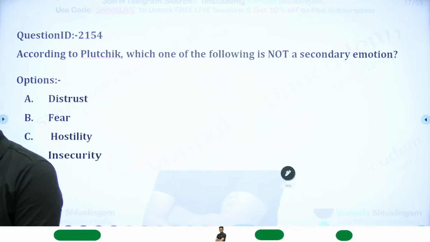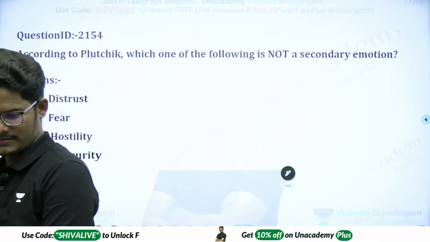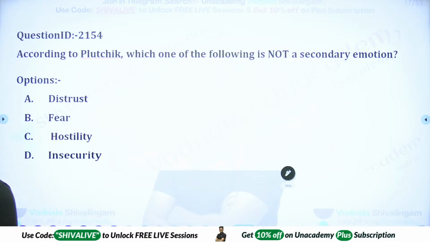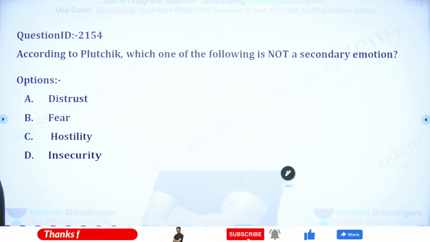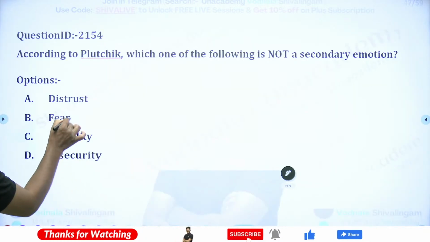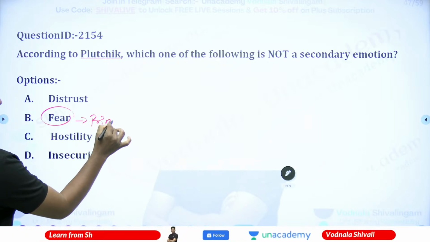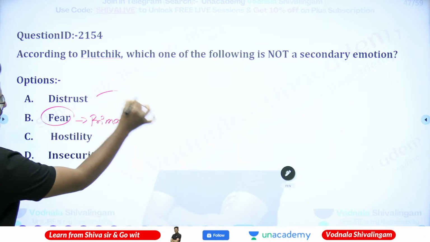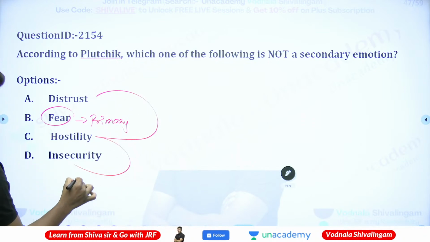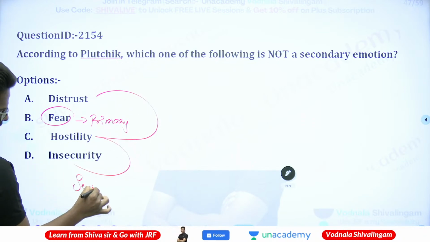According to Plutchik, not a secondary emotion. So the answer is B, fear, because fear is a primary emotion. The remaining, distrust, hostility and insecurity, are secondary emotions.